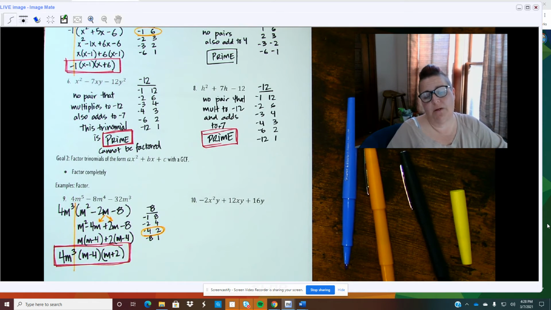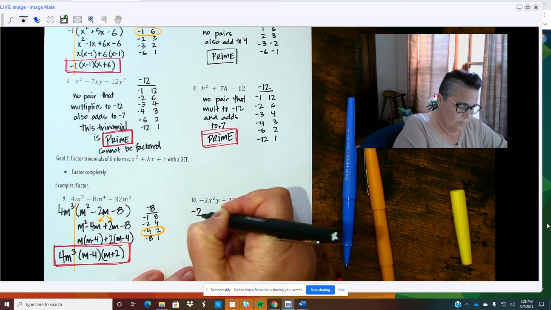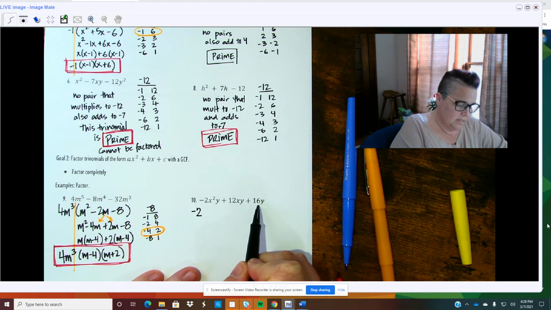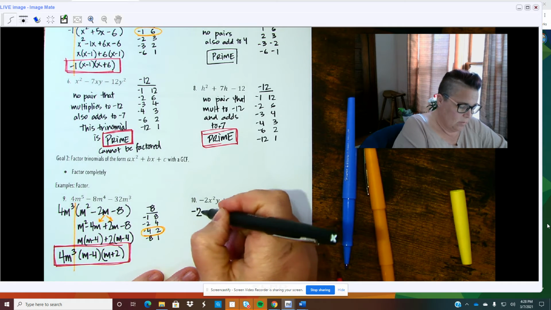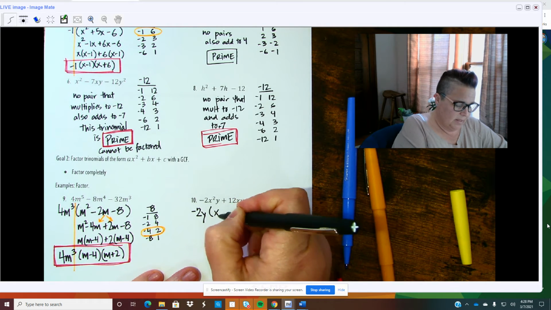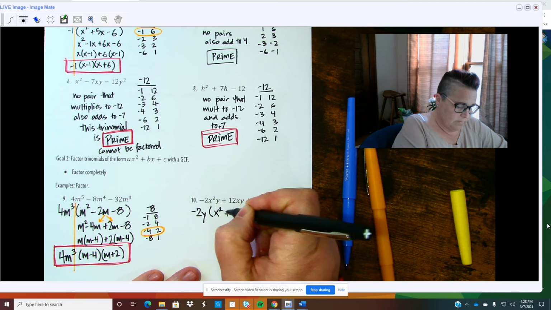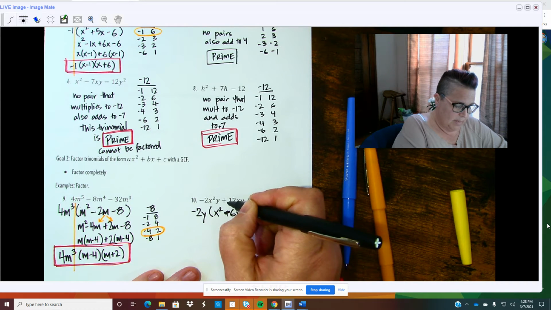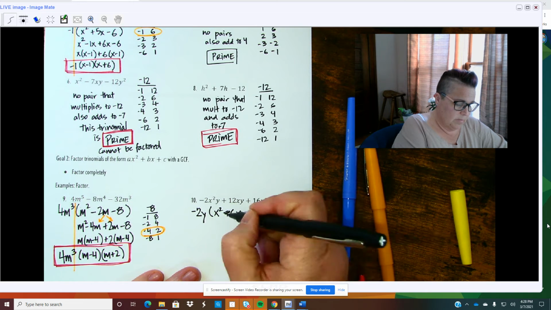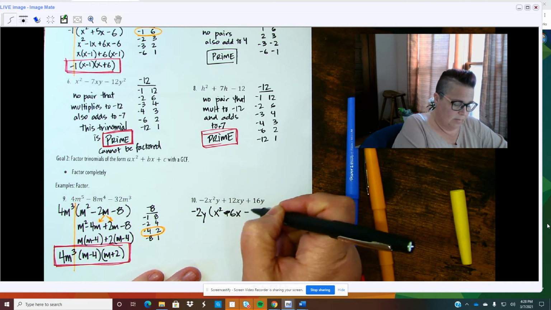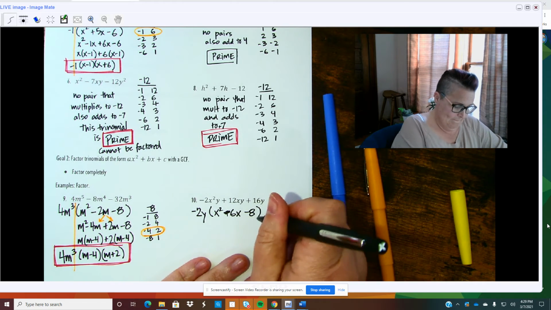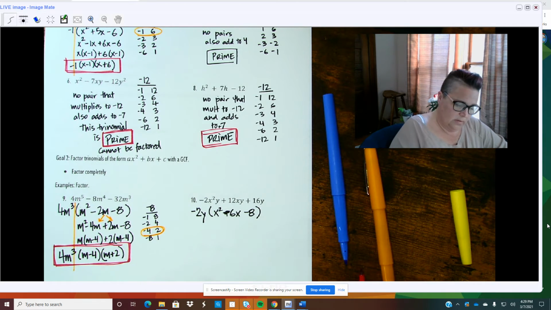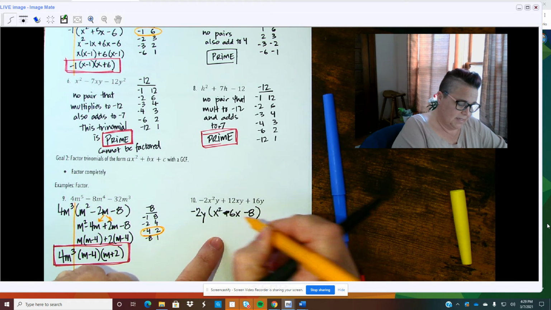I've got a negative 2x squared y plus 12xy plus 16y. I see all of those are divisible by 2, and I see I'm leading with a negative. So I'm going to pull out a negative 2. Then I've got an x squared and x and nothing, so I can't pull any x's out, but I can pull out a y. And that's going to leave me with x squared. Ooh, not plus, minus 6x, because it's a positive, and I pull out a negative. So it's going to leave me minus 6x. I got a positive, I'm going to pull out a negative, minus 8.